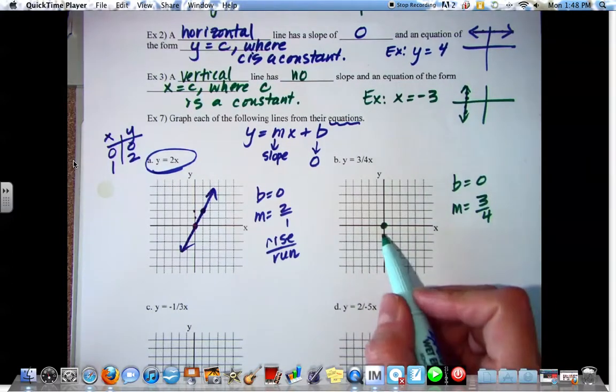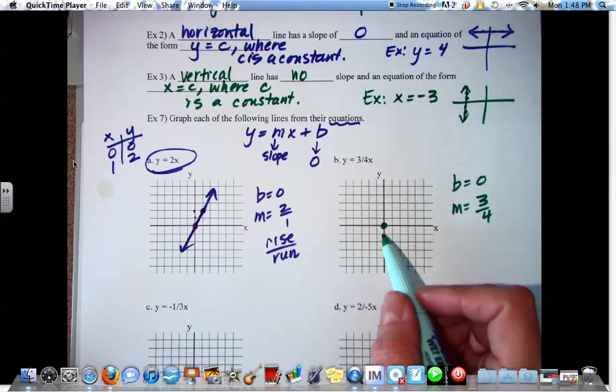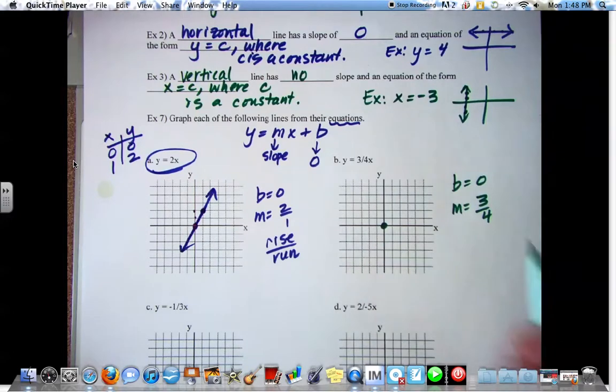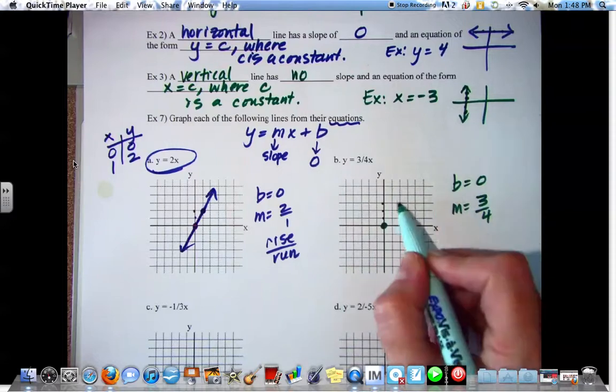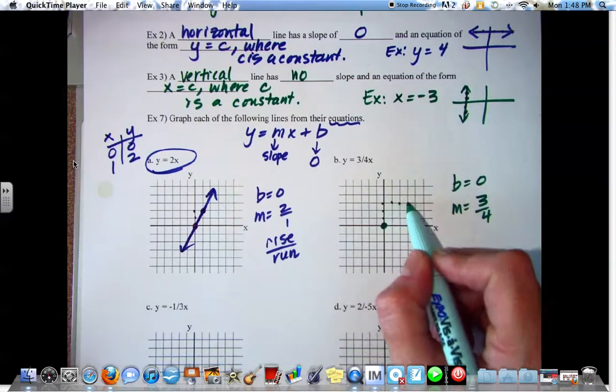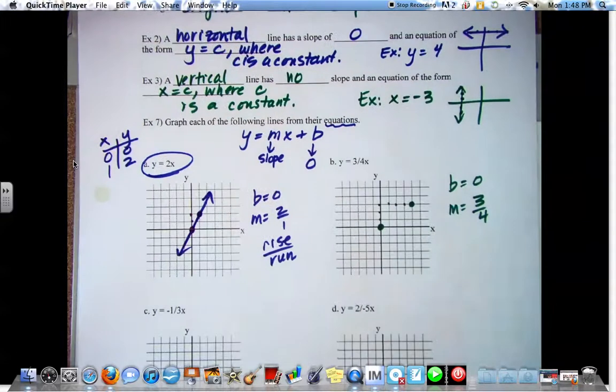So after I make the dot at 0, 0, I'm going to use my rise and my run. So what's my rise? I'm going to count up 1, 2, 3, and my run is 4, so I'm going to count to the right 1, 2, 3, 4, make the dot.